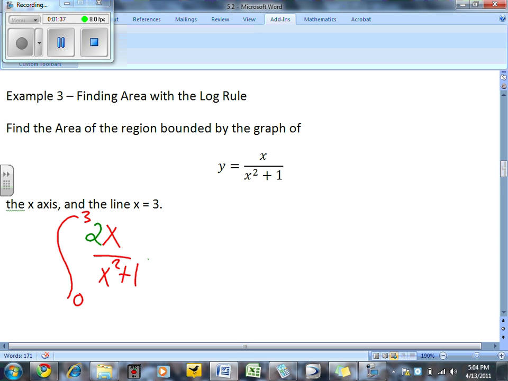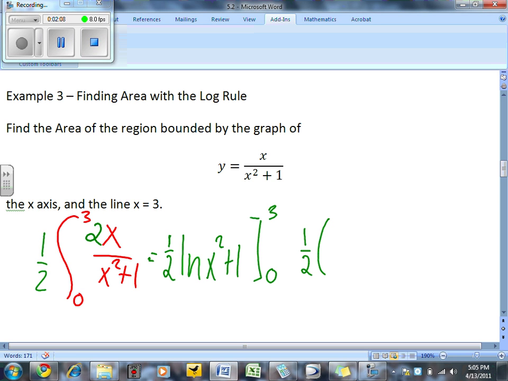So what we end up doing is we pull a 1/2 to the outside. So it's like multiplying the entire equation by 1. I just have now the derivative of the bottom up top. So now I can say the integral of 2x all over x squared plus 1 is, well, 1/2 is still on the outside, the natural log of x squared plus 1. And that is going to be evaluated then at 3 and 0. So I have 1/2 times, let's see, let's evaluate 3.